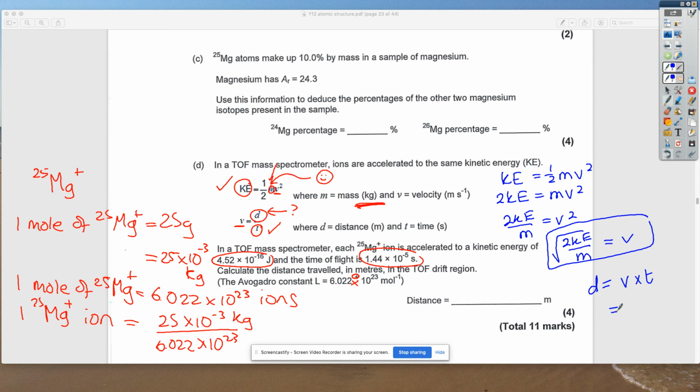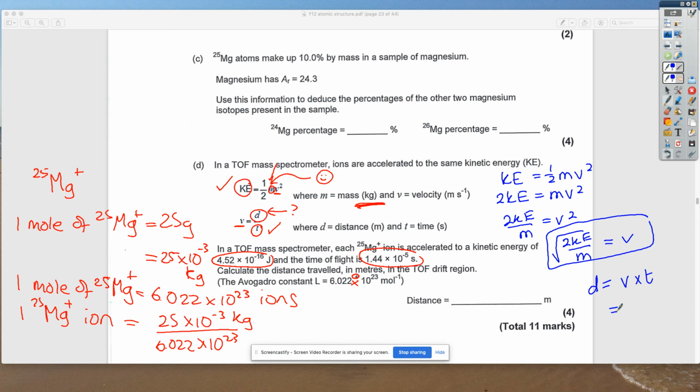Where am I going to put it? It's going to be far too big. So I have to think about my numbers. I'm expecting numbers usually for the flight tube of between 1 and 3. Okay? And that can help you to spot if you've made a mistake.